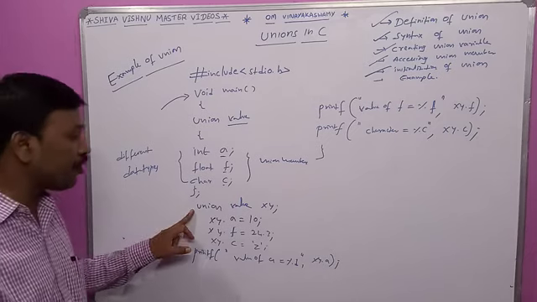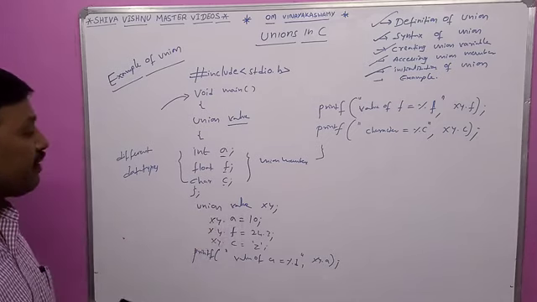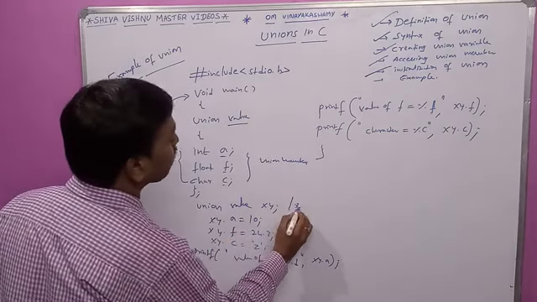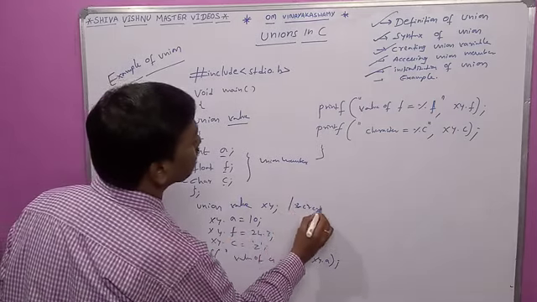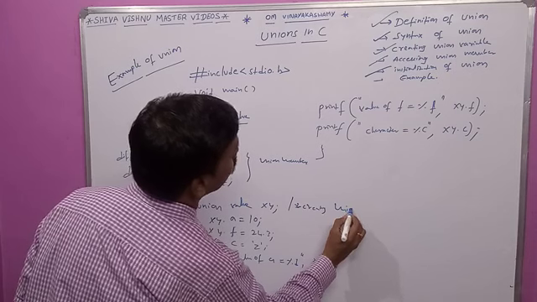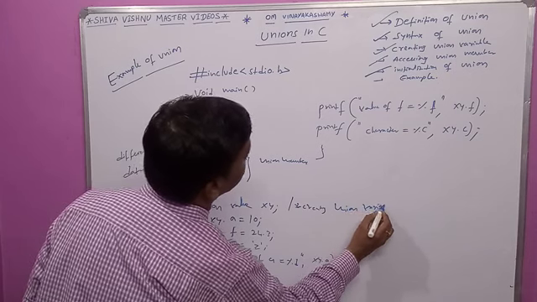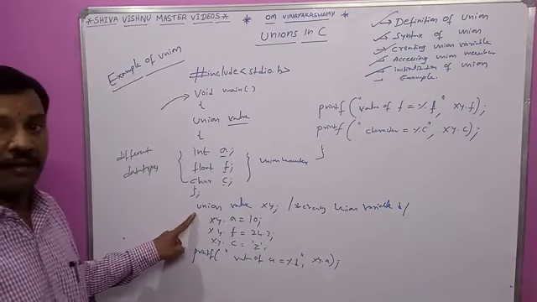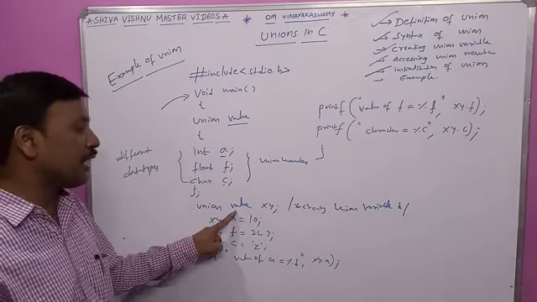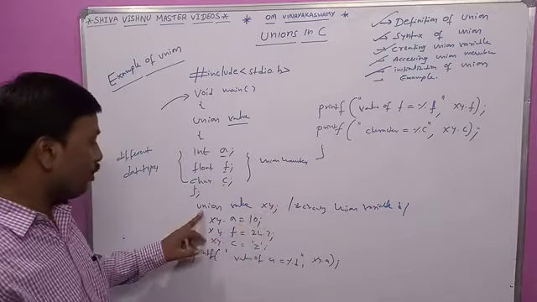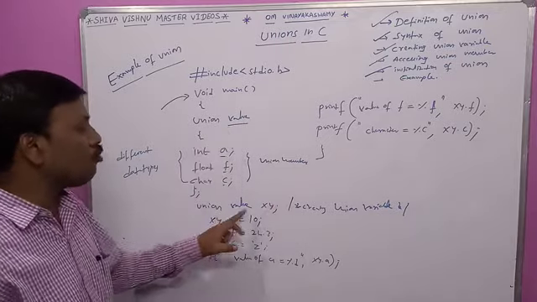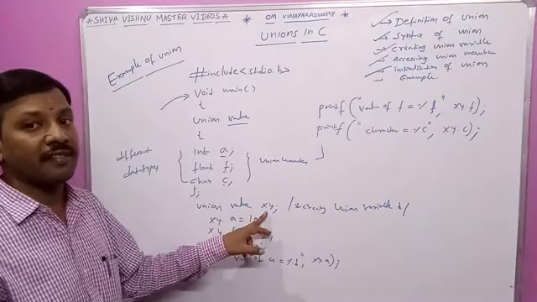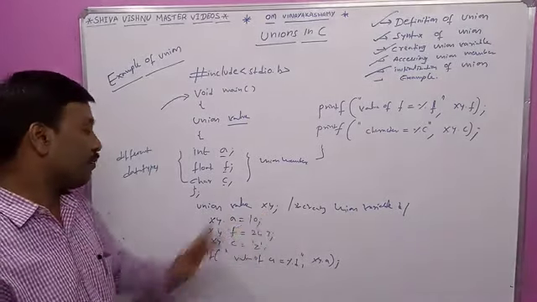Here you can see the union value. Here we are creating a union variable. Based on the syntax, it is the union name and the variable, semicolon: union name value, variable xy semicolon. I take xy as one variable, semicolon.